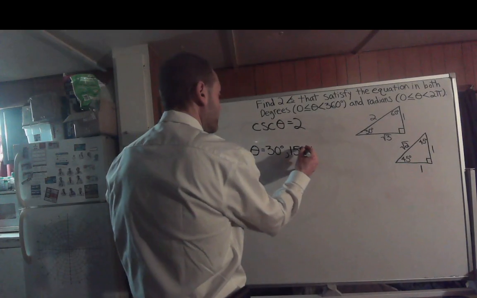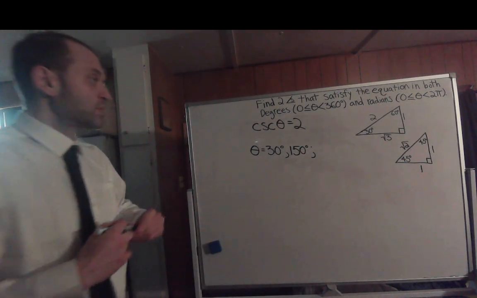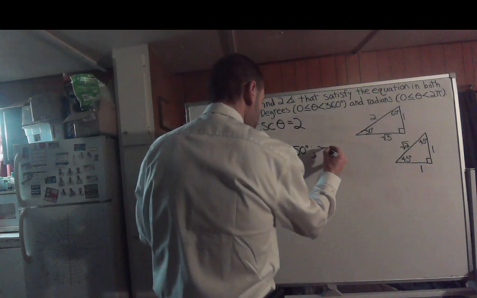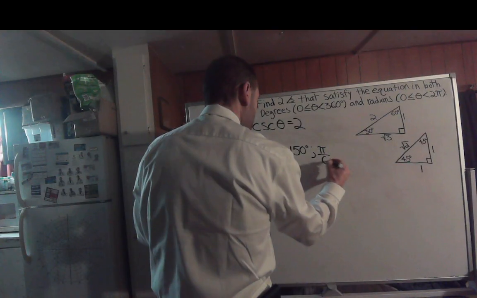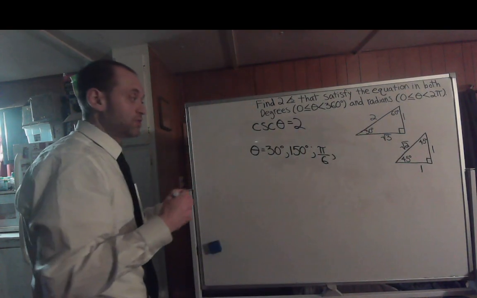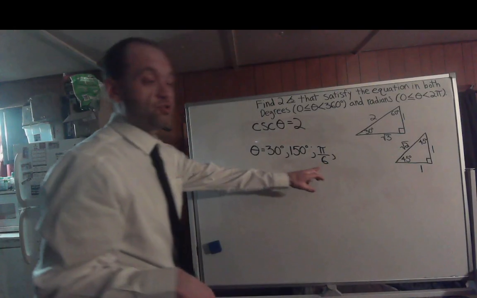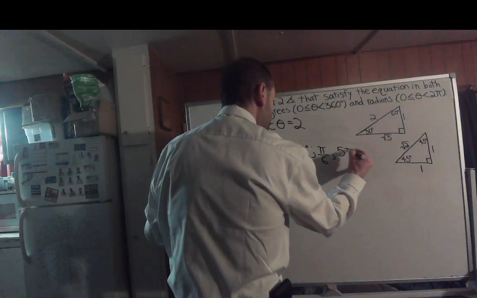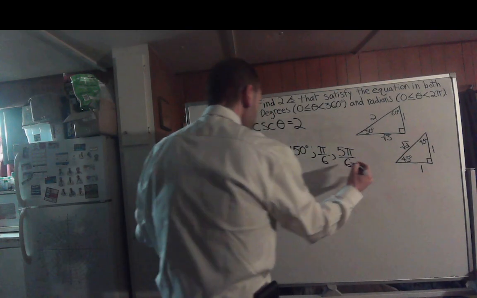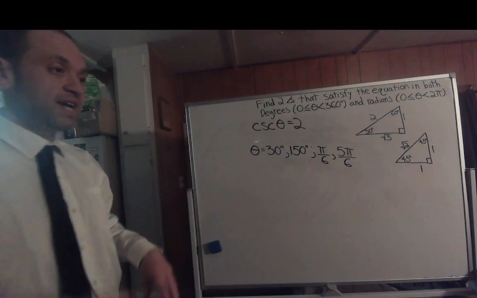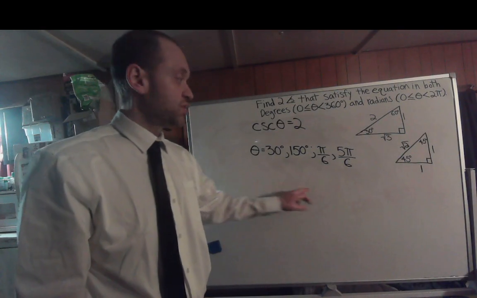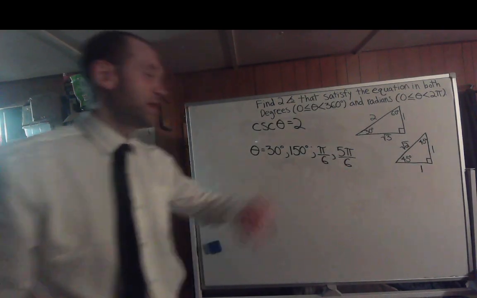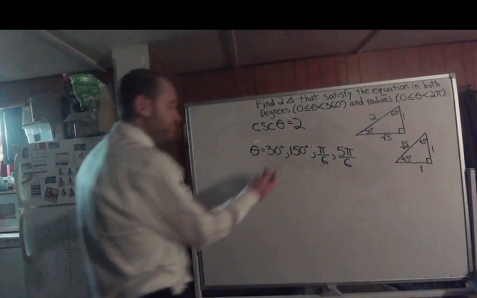Now we need to convert these to radians. So 30 is the same as pi over 6 radians. And then 150 degrees, so take that pi over 6, subtract it from pi, you end up getting 5 pi over 6. So the two angles that satisfy this are 30 degrees or pi over 6 radians and 150 degrees or 5 pi over 6 radians.